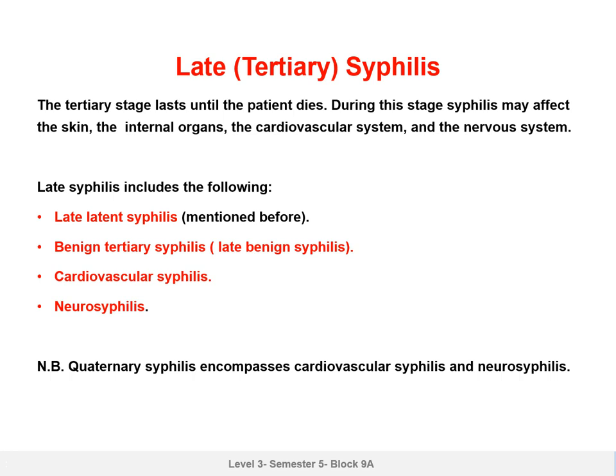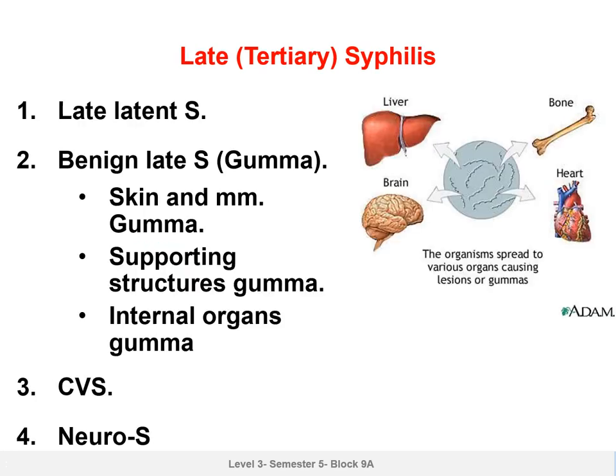Late syphilis includes late latent syphilis, mentioned before, benign tertiary syphilis, which is the late benign syphilis, cardiovascular syphilis, and neurosyphilis. The quaternary syphilis includes cardiovascular syphilis and neurosyphilis. Again, benign late syphilis gumma includes skin and mucous membrane gumma, supporting structure gumma, internal organ gumma, then cardiovascular syphilis and neurosyphilis.